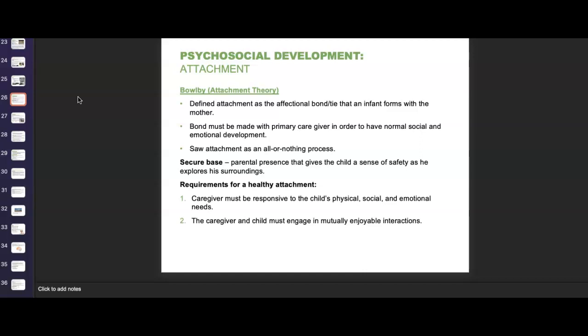They believed that there were two requirements for healthy attachment. The caregiver must be responsive to the child's physical, social, and emotional needs. The caregiver and child must engage in mutually enjoyable interactions.